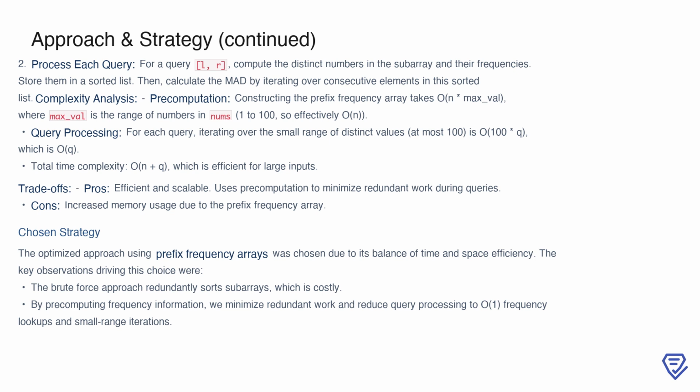The complexity of this approach is far more efficient. Pre-computing the prefix array takes O(n * max_val), where max_val is the maximum value in the list, which is capped at 100. For each query, since the number of distinct values is at most 100, processing is limited to O(100 * q), simplifying the overall complexity to O(n + q). This makes the optimized approach not only scalable but also well-suited for large inputs.